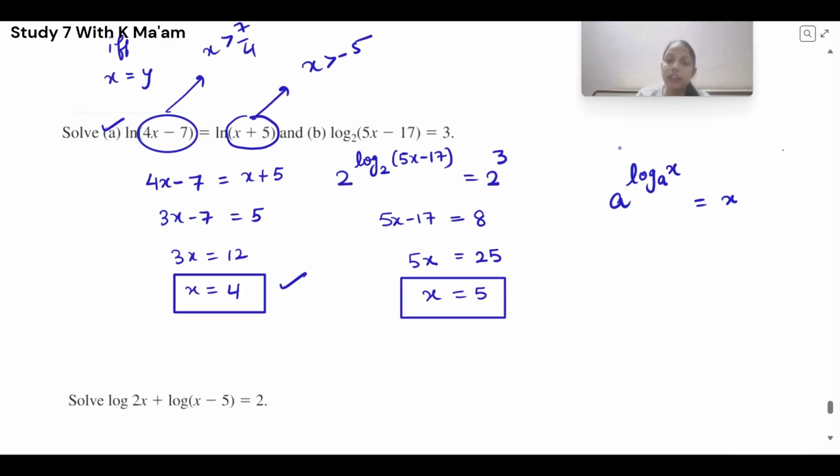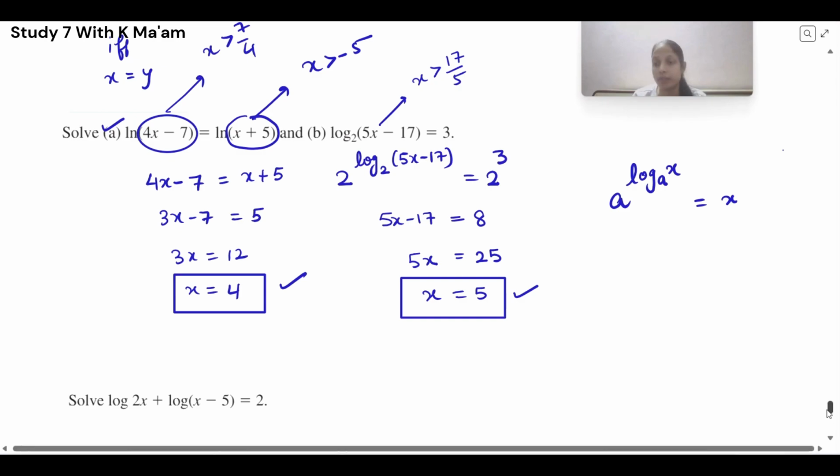So check it. It is in the domain where 5x minus 17 must be greater than 0. So that means from here x should be greater than 7 by 5. Yes, we are getting 5, which is greater than 7 by 5. So x equals 5 is the solution.